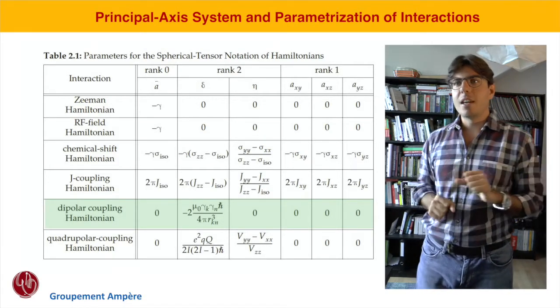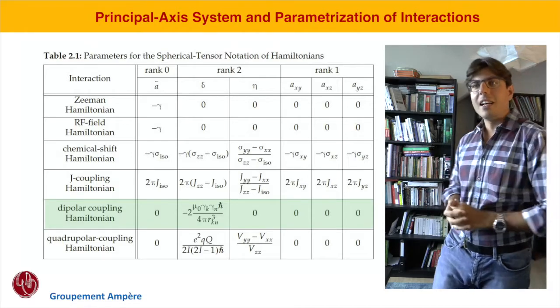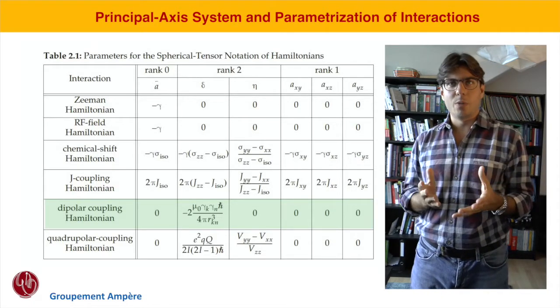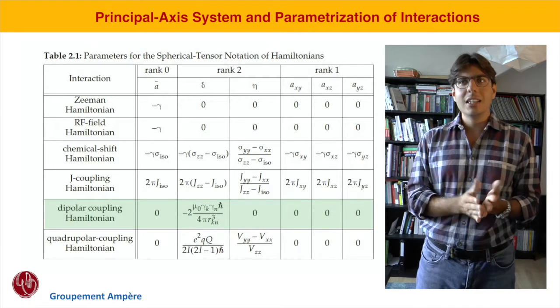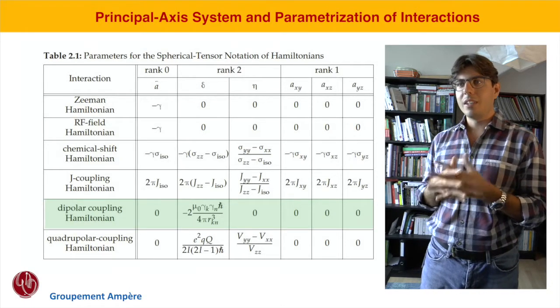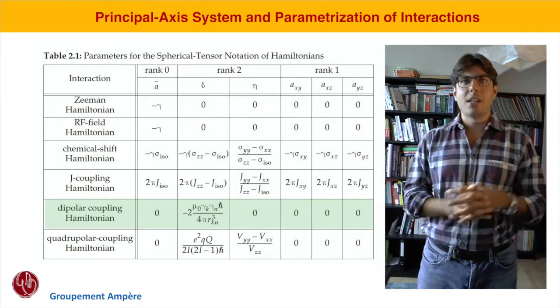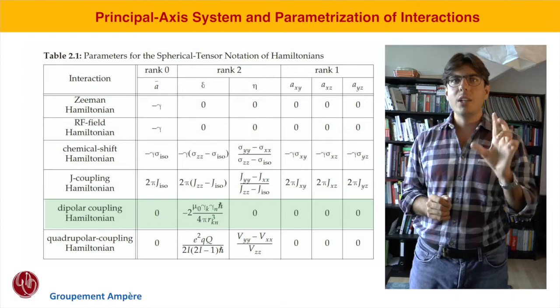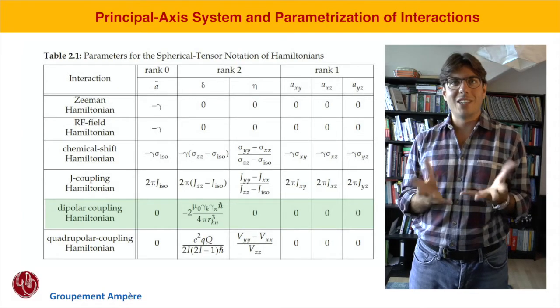And let's look, for example, at the row with the dipole coupling. We see that the dipole coupling has no rank 0 component. It has no isotropic part. We see that the rank 1 part of the dipole coupling is also all 0. So the dipole coupling has, in fact, only a rank 2 component in its full expression.